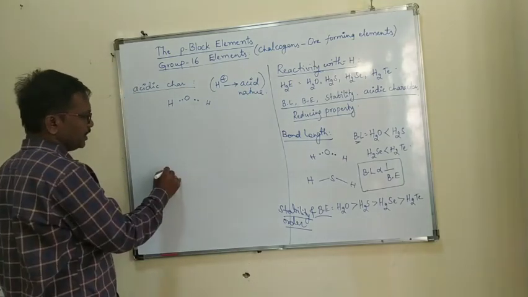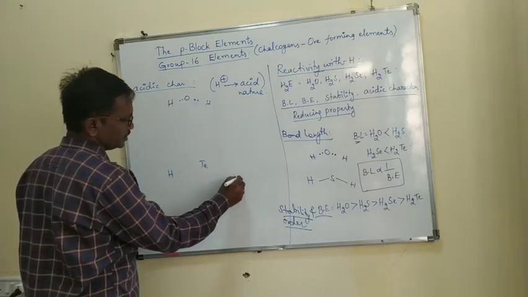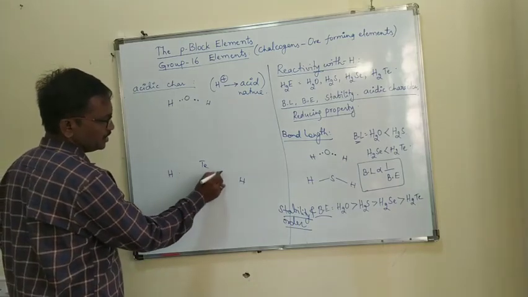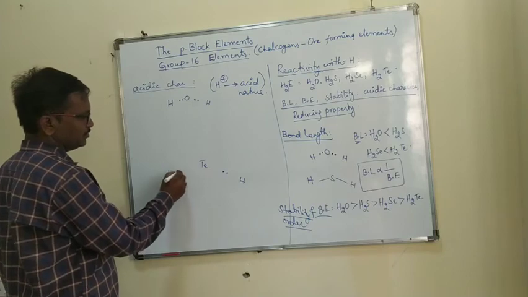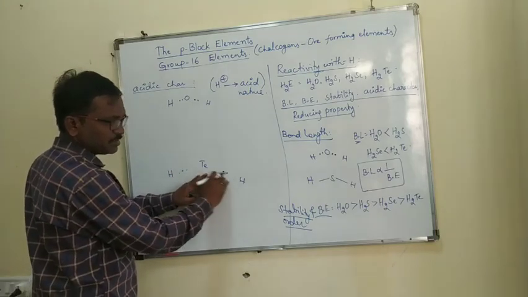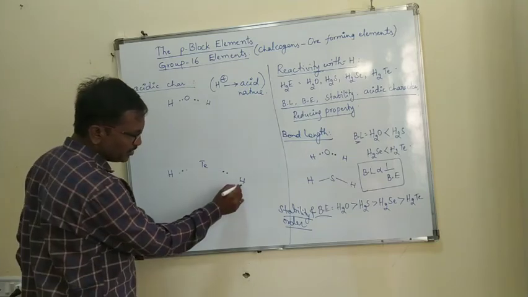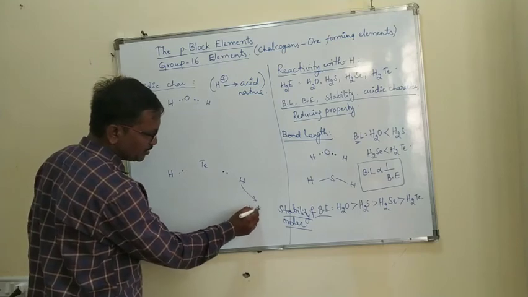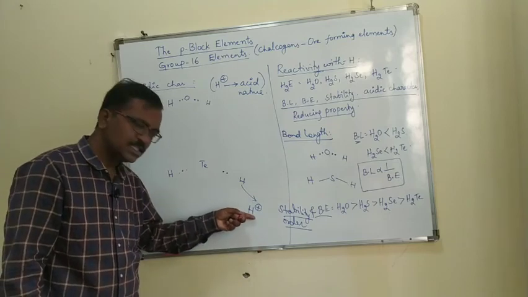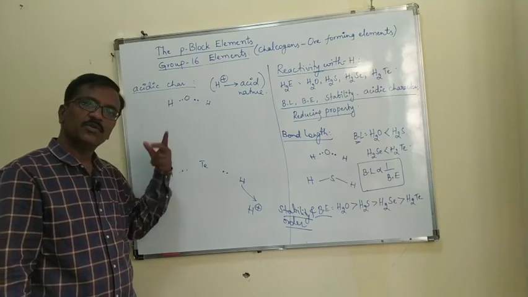So if you go to sulfur and tellurium, why am I writing this tense? Because compared to this one, this bond length is very large. With the very large bond length, the hydrogen losing capacity is very easy, because hydrogen easily loses and gives H plus ion. That's why it shows the more acidic character.